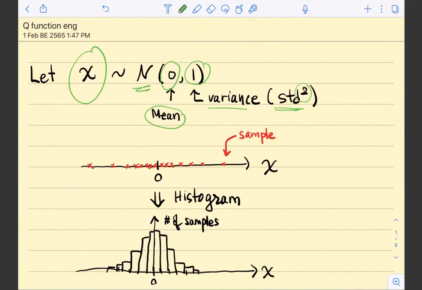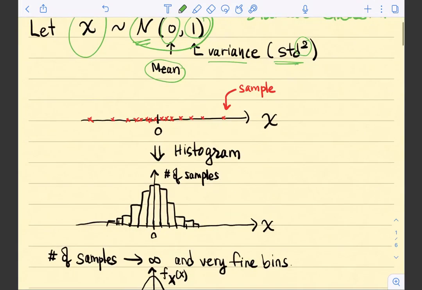Okay, so bigger variance means there's a bigger chance that the sample will be away from the mean. So this is what we call standard Gaussian. That means Gaussian with mean 0 and variance 1. Unit variance. Okay, so what does that mean?